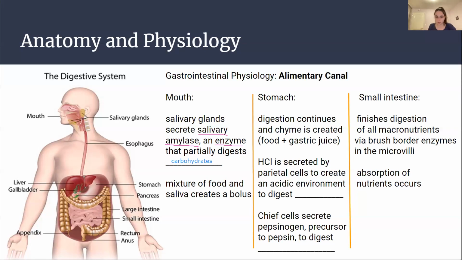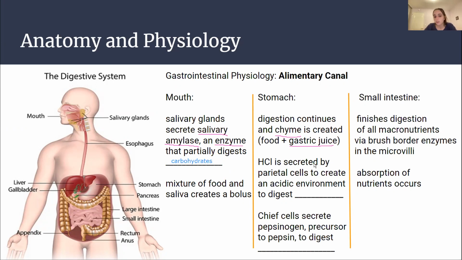Let's move on to the stomach, because remember, the esophagus is then going to transport that bolus into the stomach. So within the stomach, digestion is going to continue to occur, and something called chyme is going to be formed. And chyme is basically a mixture of this bolus and gastric juice. The word gastric means stomach, and juice is what's secreted. So chyme is formed. So what else is going on in the stomach that's going to promote digestion?